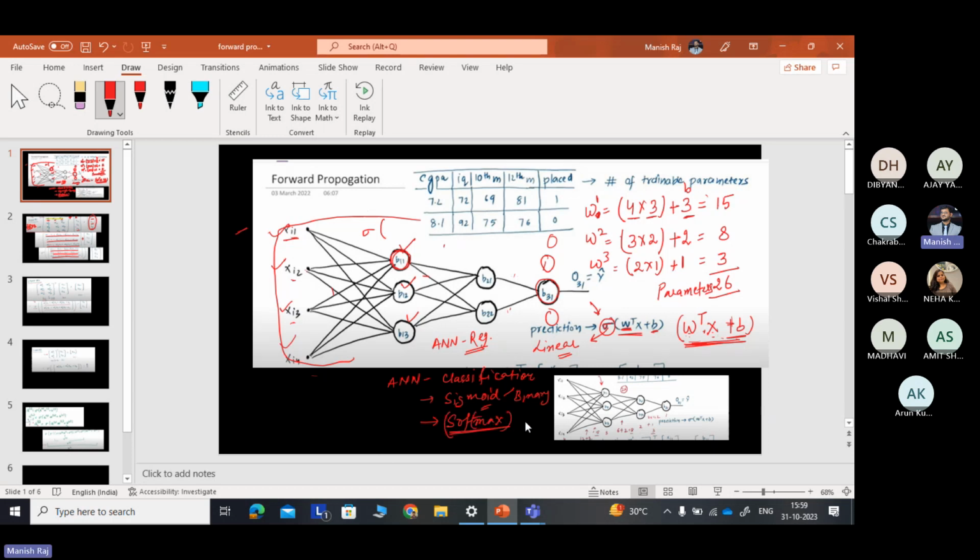So for a multi-class problem, you will use the softmax. For binary, you can use the sigmoid, or you can use the step function also.